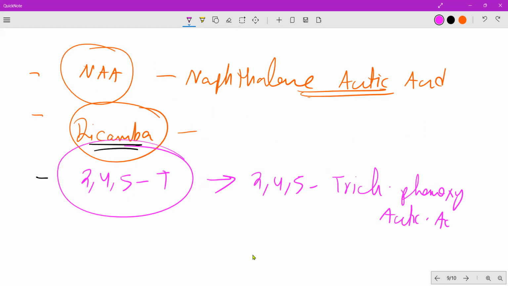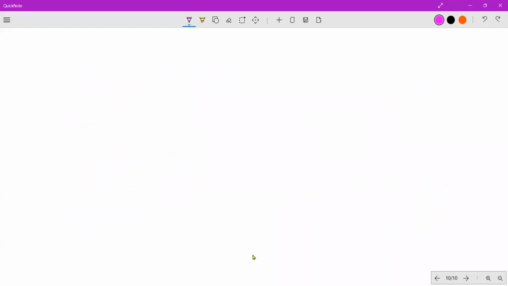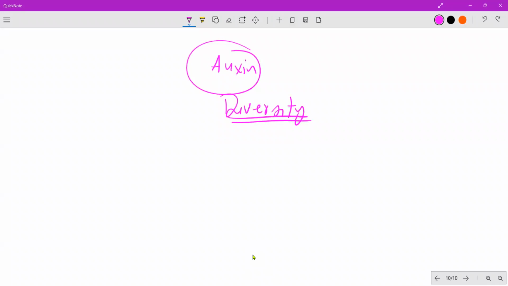So these are some important auxins which are found in plants. Some can be natural, some can be artificial. So we know that when we talk about auxins, they show a lot of diversity. Some are natural, some are synthetic. So there's a lot of diversity.